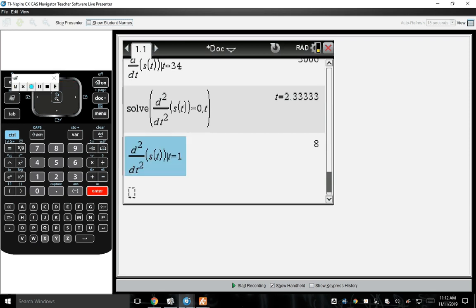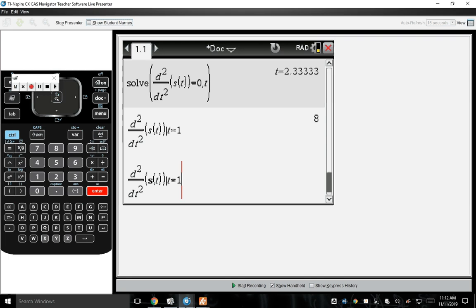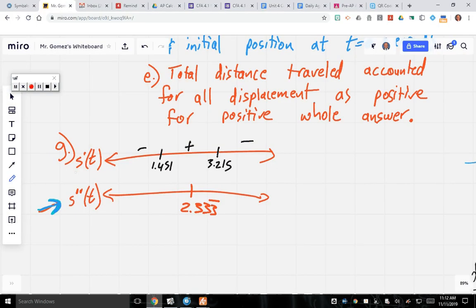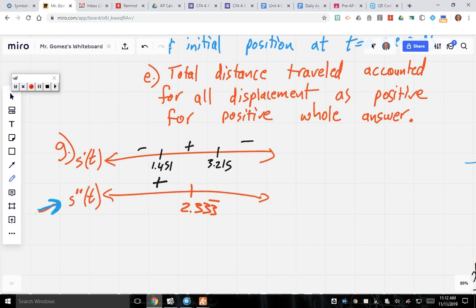So if I do something to the right, again, we could do like 3 or 4. Let's do 3. It's negative. So just now I demonstrated how you could get those signs with the calculator for each interval, which was positive and negative.